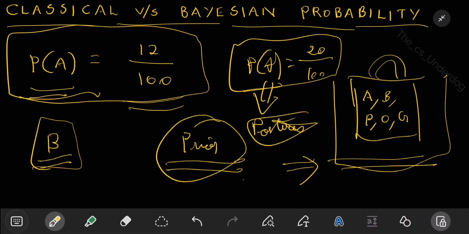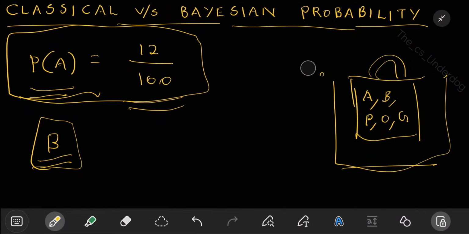So how do you find the posterior from the prior? This is the whole idea of Bayesian. So the difference is basically that in Bayesian you are having an initial guess, an initial estimate called prior, and then based on the data that you have, you will modify this prior to get posterior, and this posterior is your probability. Let us understand this from a different angle.